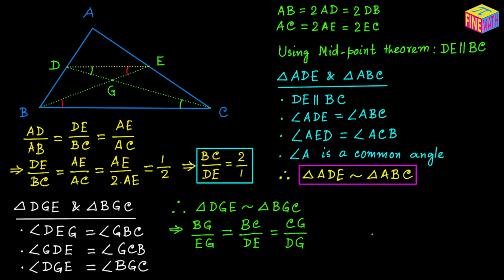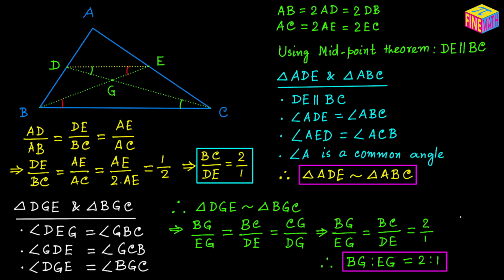And from here, if we take the first part of the proportionality, we can say BG over EG is equal to BC over DE, and we have already proved that BC over DE is actually 2:1. So we can write it as 2:1, and from here BG is to EG is equal to 2:1. And that was the first part of the theorem where we said that the centroid divides the median in 2:1 ratio.